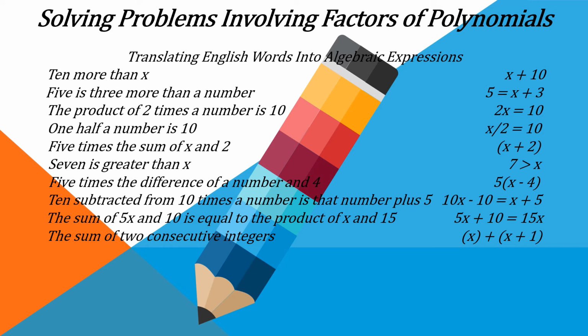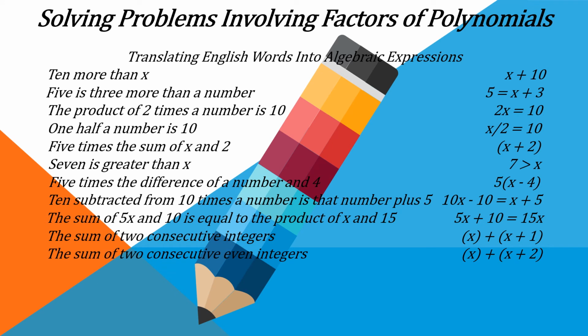The sum of two consecutive integers. When we say two consecutive integers, it means the first integer plus 1 is the second integer because they are consecutive. Just add 1 and it is the next number for those integers.